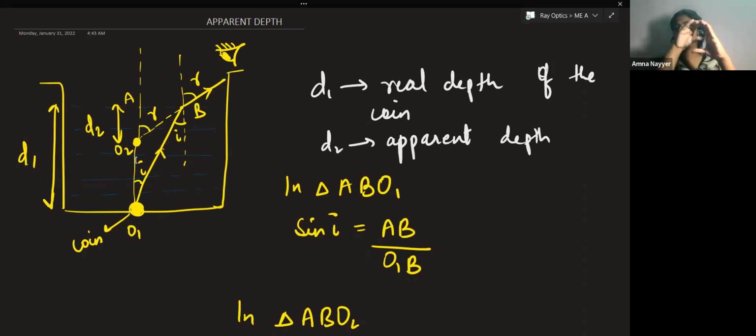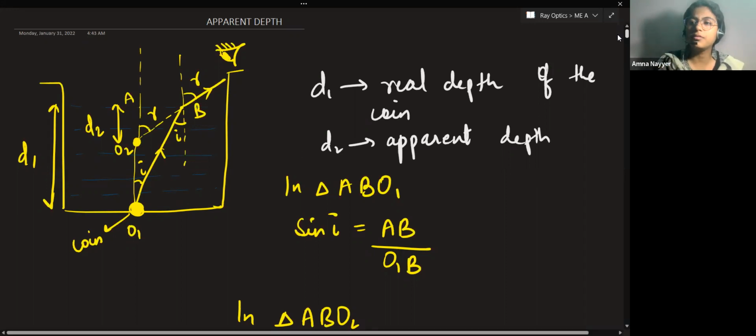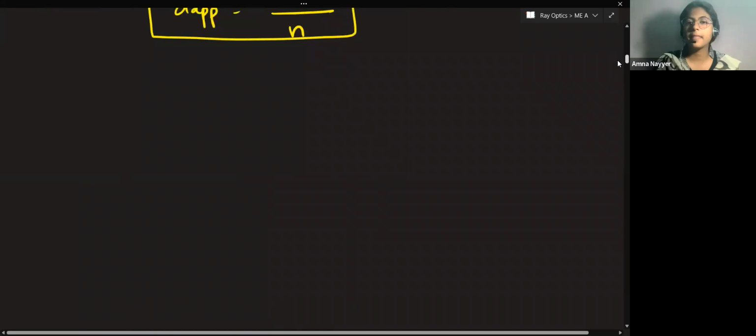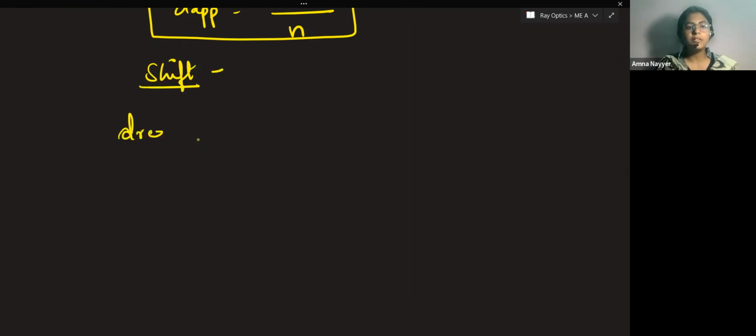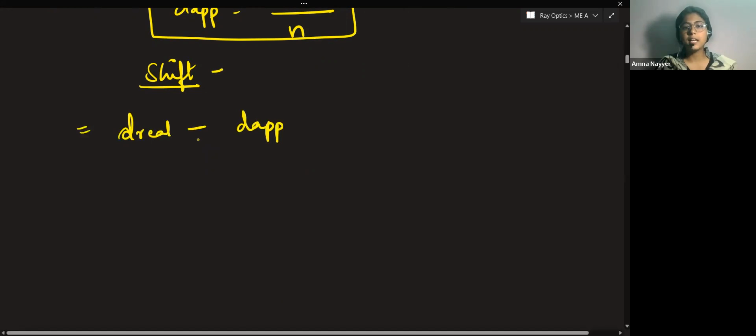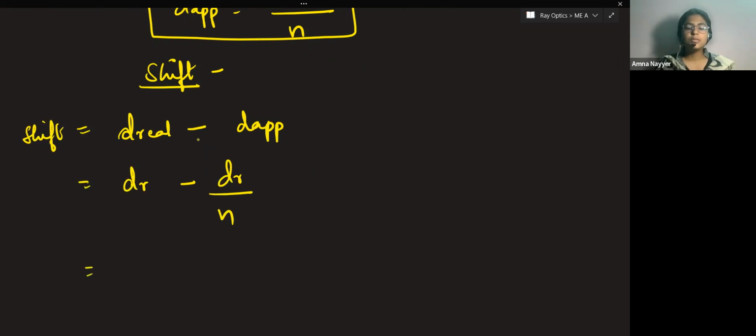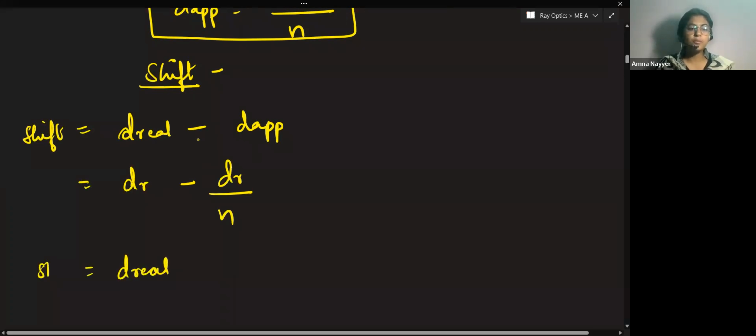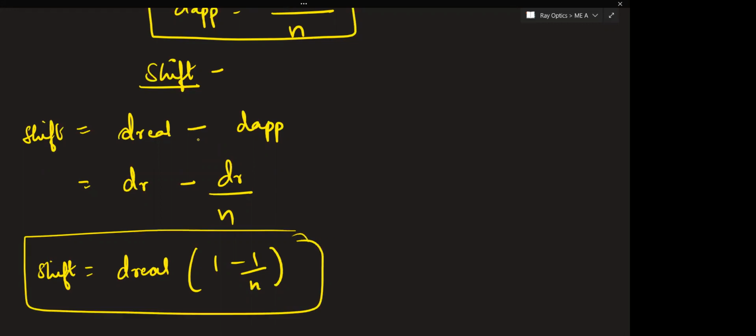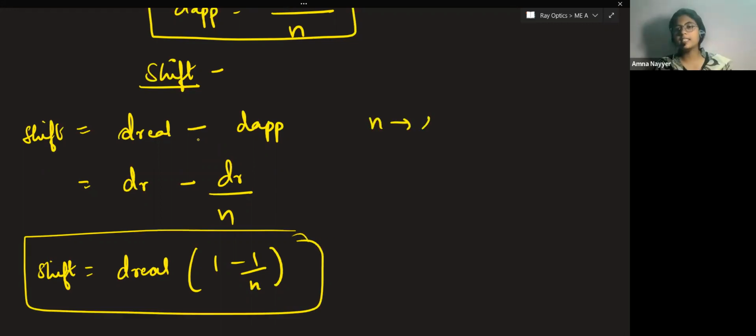This was the real depth from here. This much portion has been taken. So this much part was left. This becomes the shift. So shift is equal to real depth minus apparent depth. Now, d real, keep it as it is. D apparent, just now the formula I had written, d real by n. So shift's formula becomes real depth times 1 minus 1 by n. This is the formula. What is n? N is the refractive index of that material.